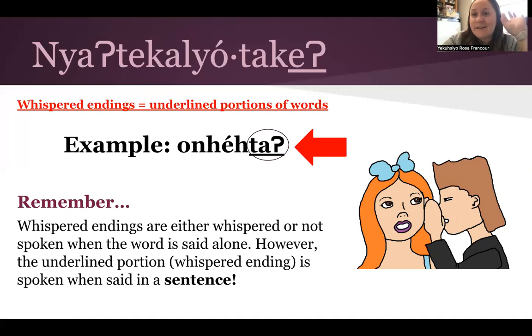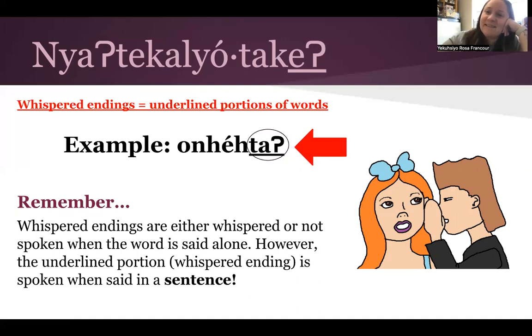So again, just be mindful of the words with whispered endings. Those whispered endings are the underlined portions. Again, they're either not spoken or they are literally whispered. That's the old way of doing it, and the full word is how it is used in a sentence. Okay, so I know you're probably like, geez, Rosa is a stickler about this.